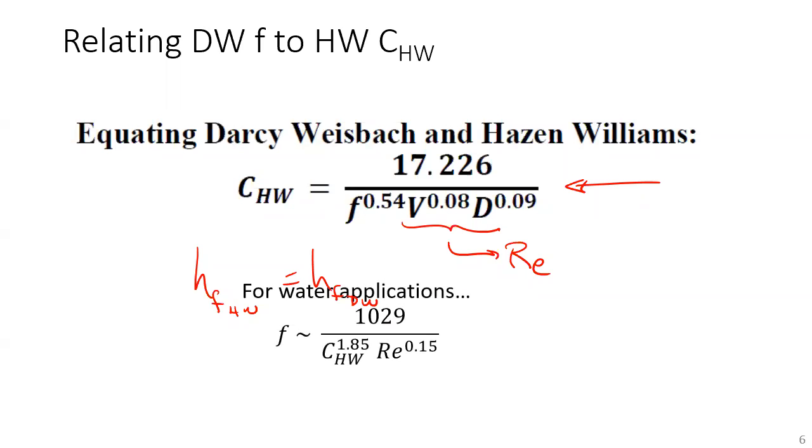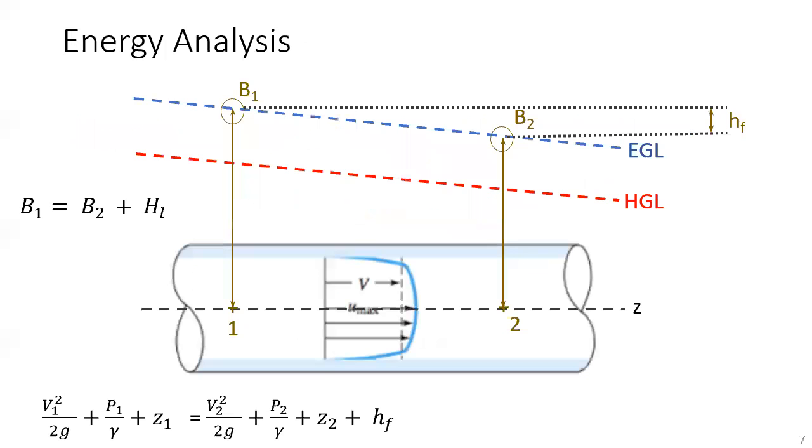And for water applications, I did not give you this equation in your handout, but what you can see is we can relate the Darcy-Weisbach F to the Hazen-Williams coefficient. Everything on the right-hand side is dimensionless. And again, Darcy-Weisbach F and Hazen-Williams roughness coefficient are both dimensionless. So we're talking about the same type of problem.